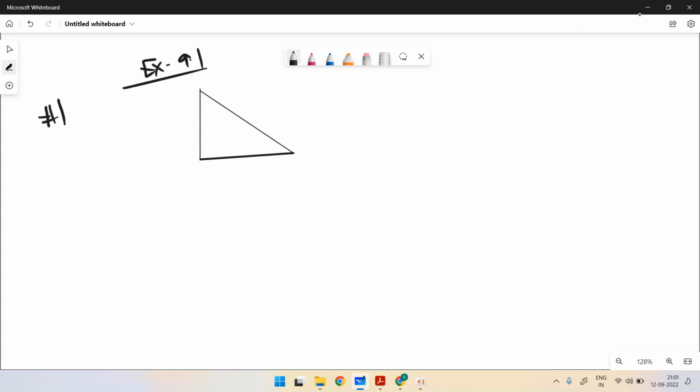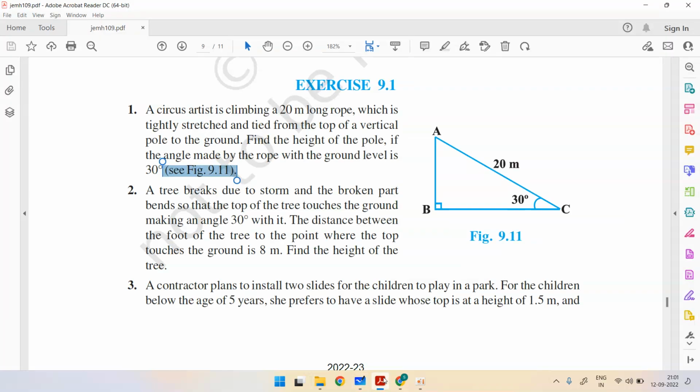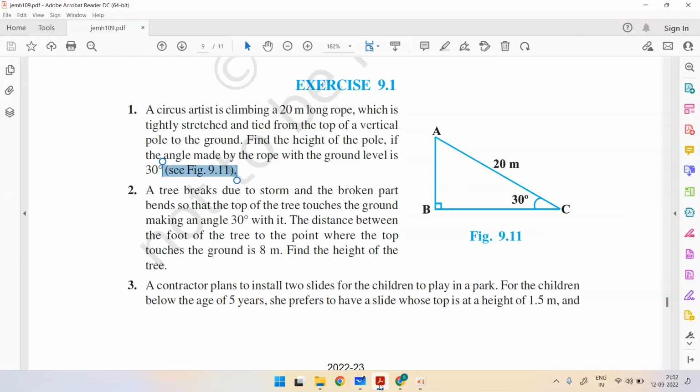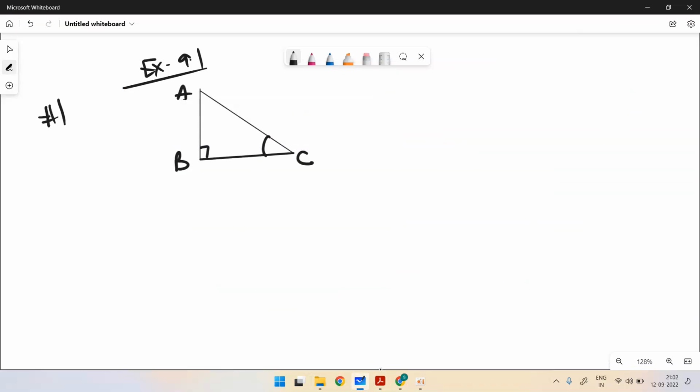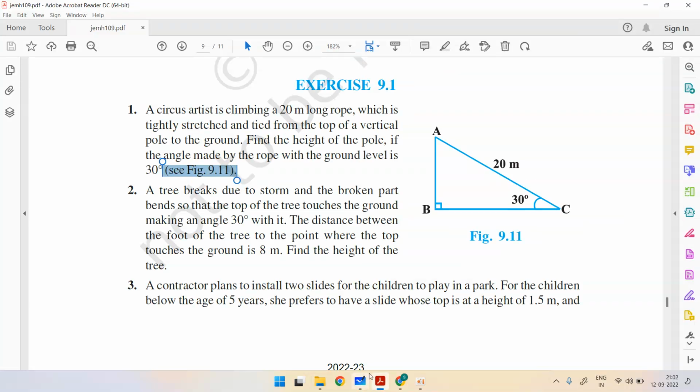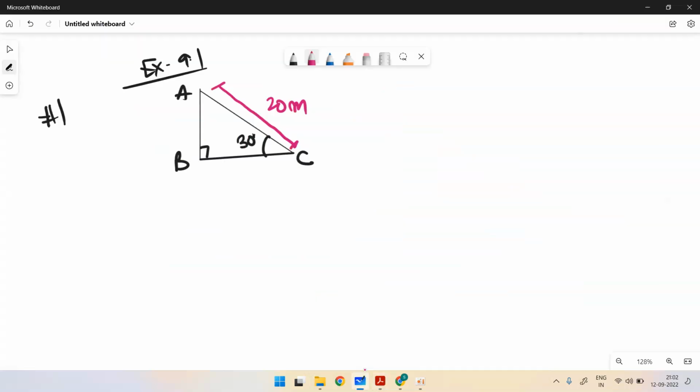Assume this is 90 degrees, and this is A, B, C, and this is given to be 30 degrees, and this is going to be 20 meters. And what is it saying? That the 20-meter rope is tightly stretched. Find the height of the pole. So you need to find the height of the pole.